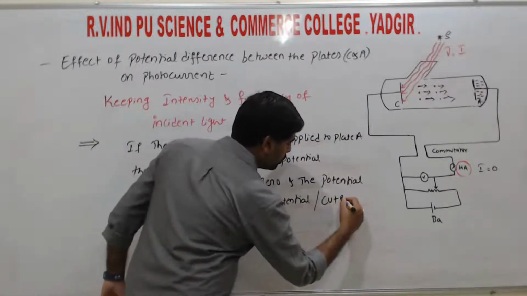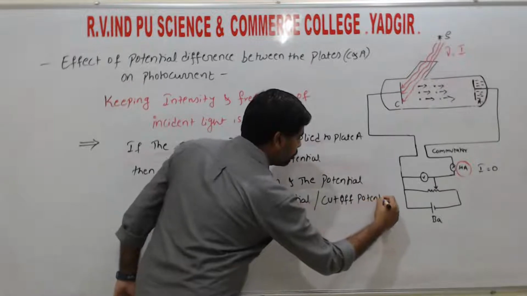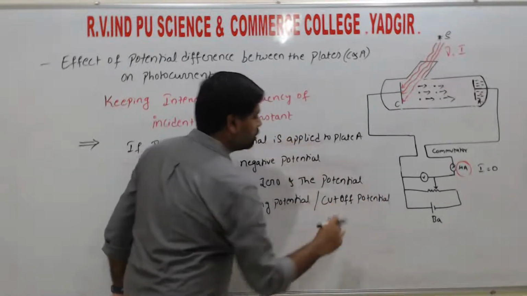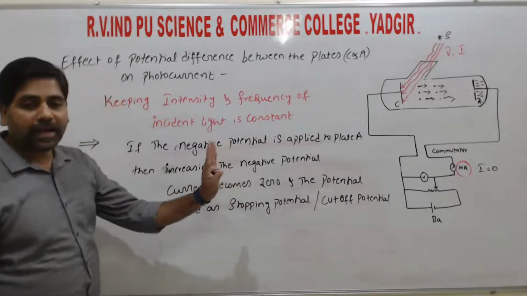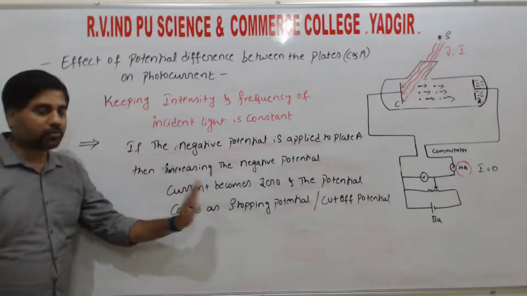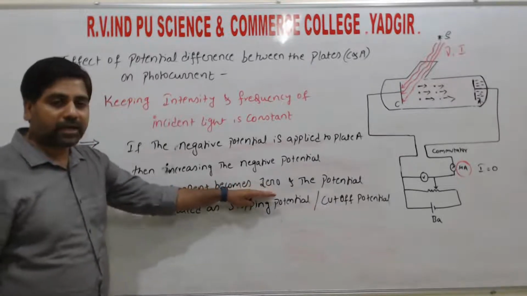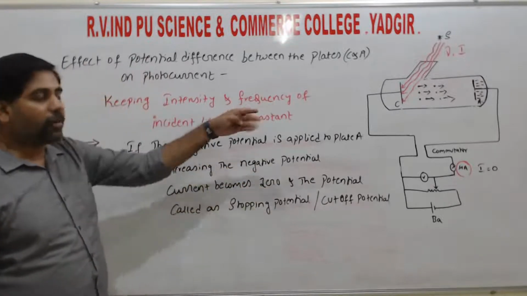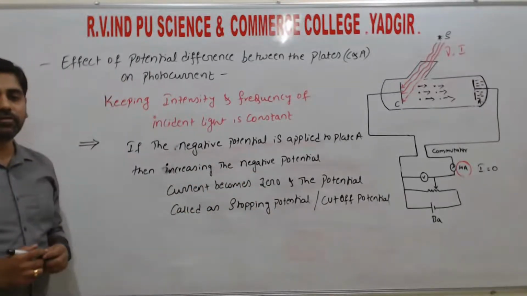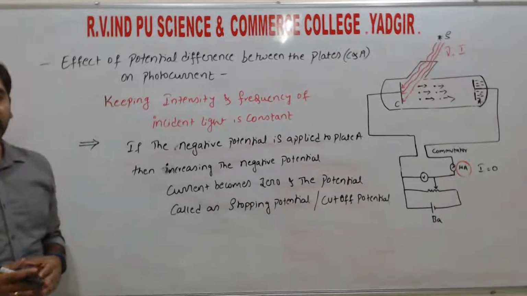or cutoff potential. The word says it stops the electrons which are coming to that plate. So that potential we call the stopping potential. That is, when the current is 0 in the external circuit, that is, the photocurrent is 0 for a particular voltage, that voltage we call the stopping potential or cutoff potential, right?